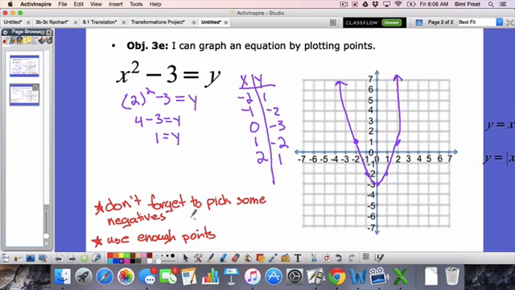All right, so let's look at another one, and we're just going to do the same thing. We're just going to try out a few points, and I'm going to try to stay with the same points that I had before as far as the x's, because I have some negatives and some positives, and I have 0, so I'm going to know where it crosses over the y-axis. But I'm going to try a different equation.